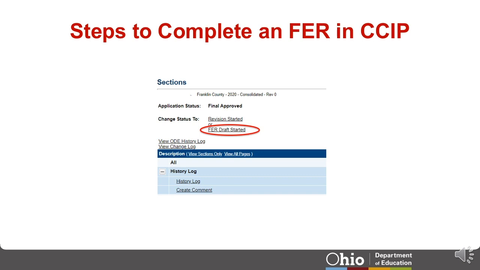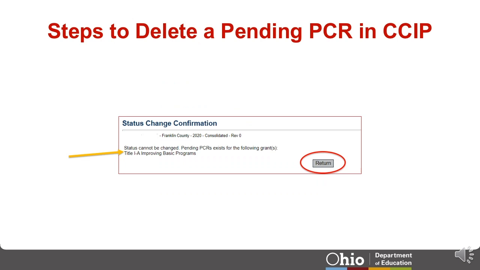Or 3, you will receive a validation message that there is a pending project cash request or PCR for a specific grant or grants. The next 5 slides will briefly discuss scenario 3. Then the preceding slide will pick back up on the steps for completing a FER after the status change to FER Draft Started. The validation message about a pending PCR will state specifically for what grant or grants a PCR is pending. Write down the grant name or names and click Return.